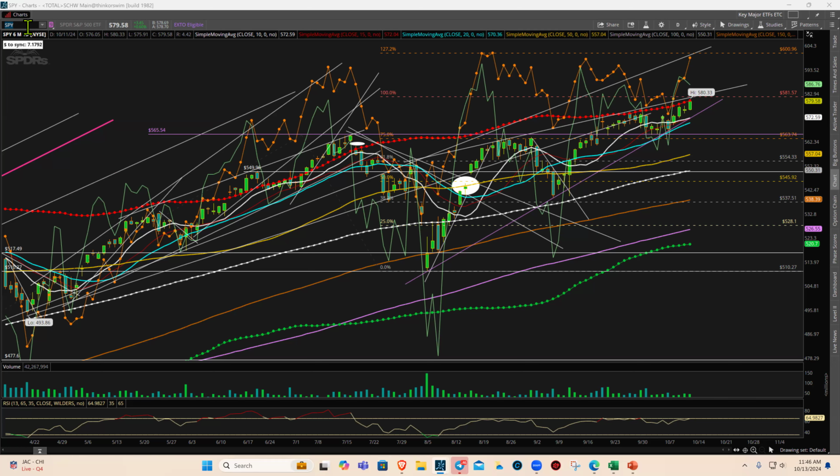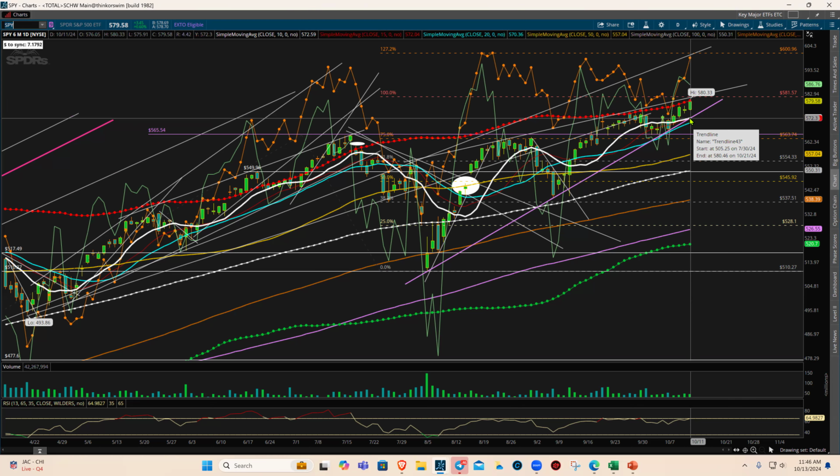So while we're here, let's go through the technicals. You're set there. If you really want to get worried, then use the 10-day. The 10-day here on spiders is about 572-ish. But the 20-day to me is right under that support line.